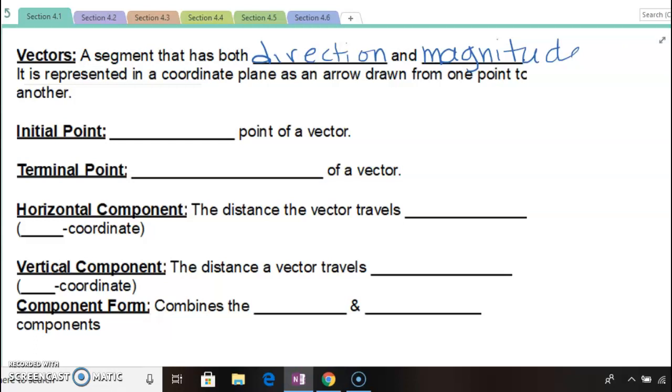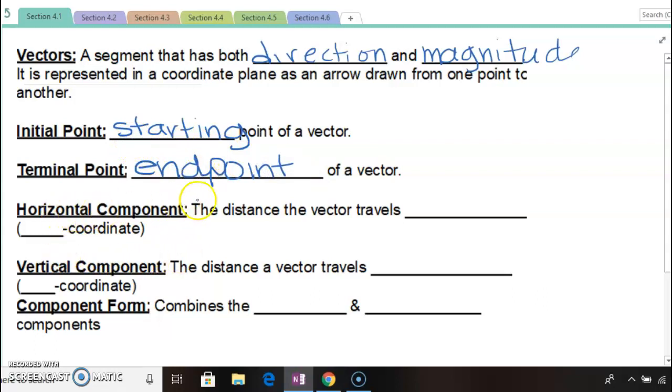So the initial point of the vector, as you could probably guess, is just the starting point. Okay, so vectors do have a starting point. You have to say where it starts. And then the terminal point, as you can probably guess, is the end point of a vector. Okay, so it starts at the initial point and it goes to the terminal point.